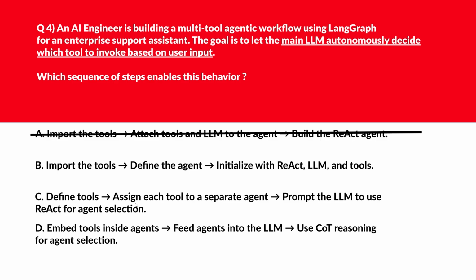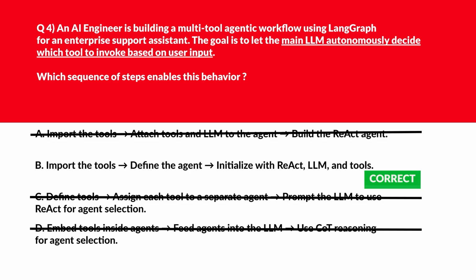Option C says define tools, assign each tool to a separate agent, prompt the LLM to use ReAct for agent selection. So this option splits tools across agents, preventing unified decision making by the LLM. Wrong answer. Option D says embed tools inside agents, feed agents into the LLM, use CoT reasoning for agent selection. Embedding tools inside agents limits the LLM's ability to evaluate tool relevance. We'll delete this. We'll lock option B as the right answer.